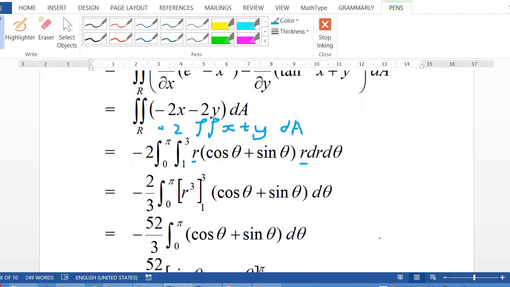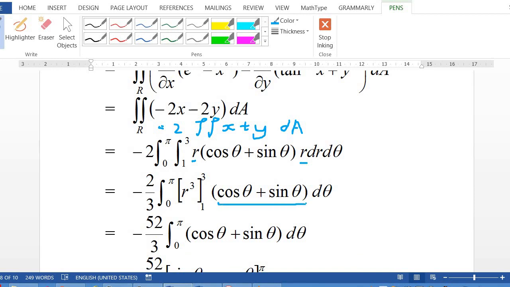Then substitute cos theta, sin theta, maintain that because it's constant, where r is from 1 to 3. So you substitute, 3 power 3 is 27, minus 1, 26. 26 times 2 is 52. So negative 52 over 3.